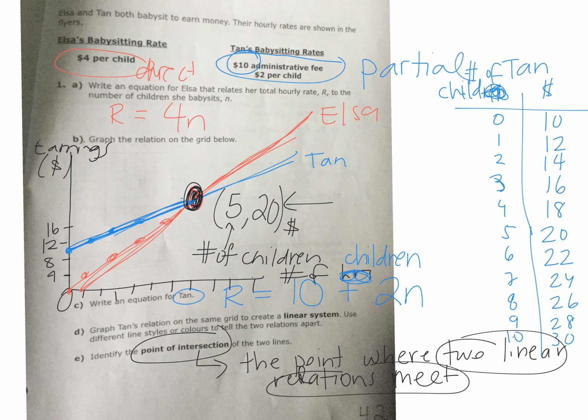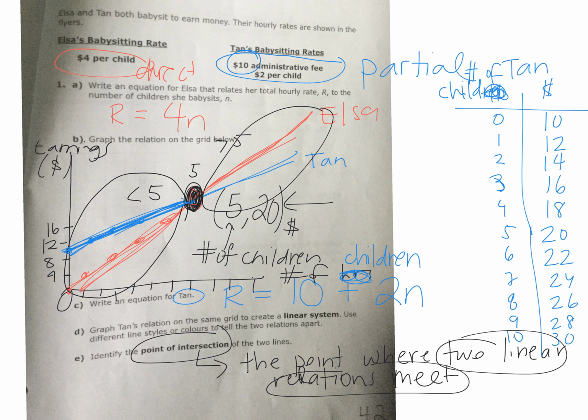Before this point, which line is higher, blue or pink? It's blue. So that means lower than 5 children, Tan is going to make more money, right? Less than 5 is anywhere here. This is 5. Greater than 5 is anywhere above. So if it's less than 5, which line is higher? That means they're making more money.